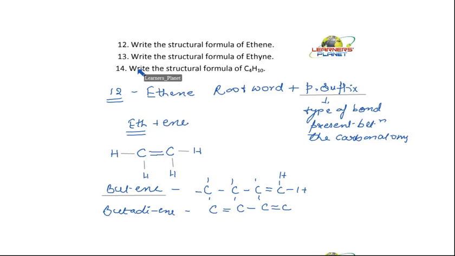Now our next question is, write the structural formula of ethyne. Again, what is the name here, students? It is ethyne. Now what is the root word here? It is eth. What is the suffix here? It is "-yne". Now the root word is eth, means how many carbon atoms are there? There are 2 carbon atoms. How many bonds would be there? 3 bonds. 1, 2 and 3. Now in order to complete the tetravalency, how many hydrogens would be bonded here? It would be 2 hydrogen atoms. So it is what, students?